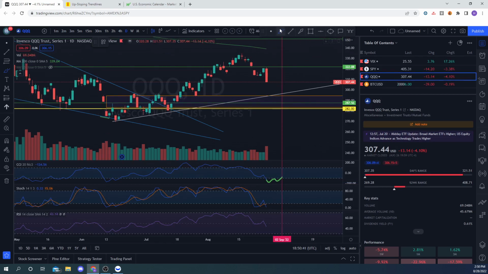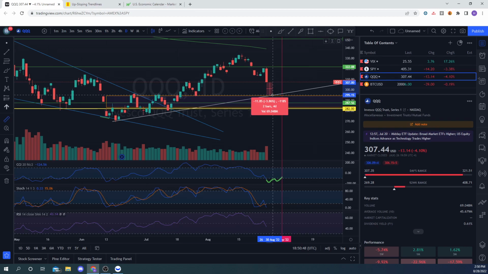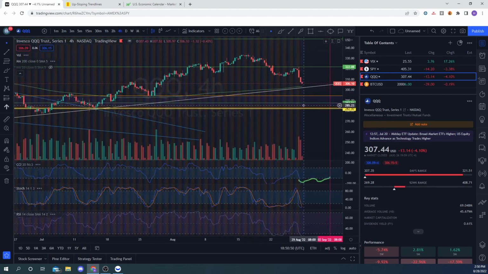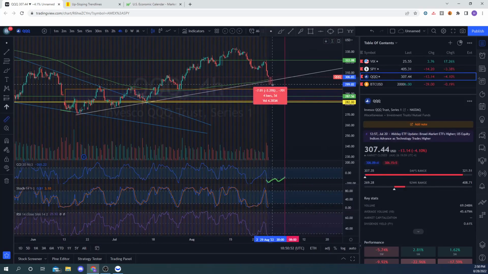Just look at this. Or, what if we have another day like this? This is a minus 4% day. Let's say we have another 4% day that actually brings us down further than our trend line here if we are on the hourly time frame.